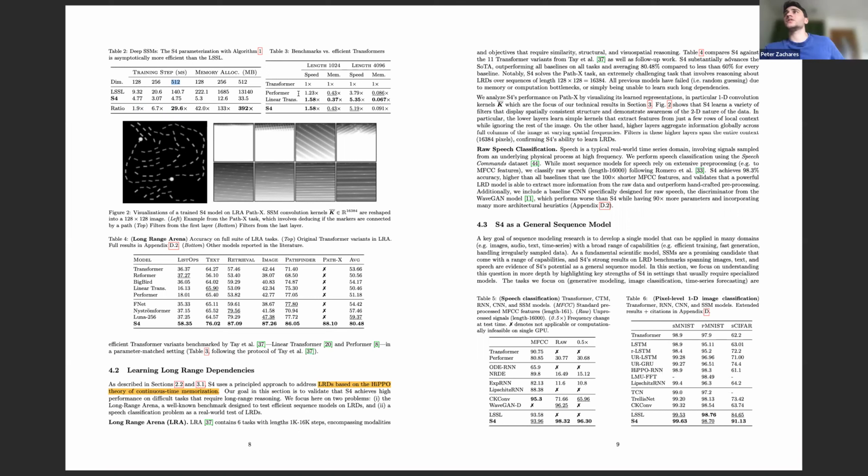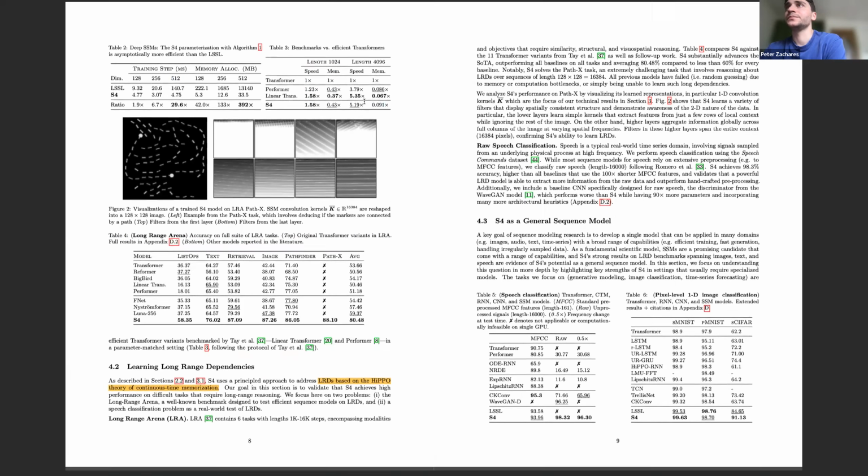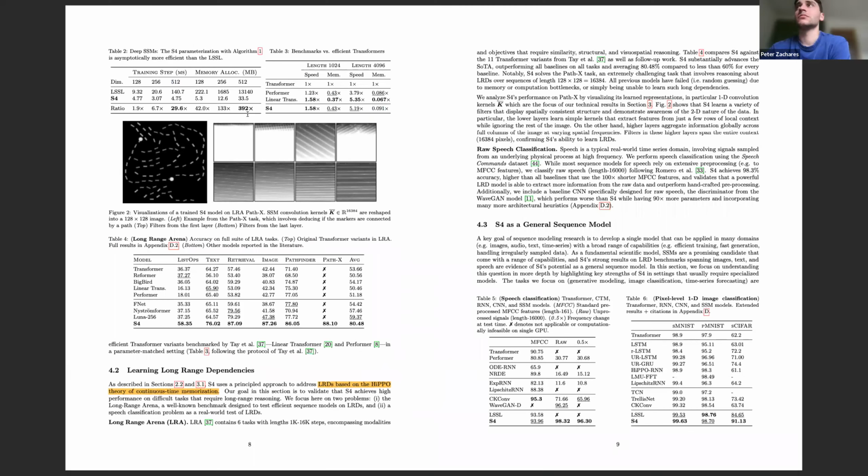But what they also do is they want to show how it does against transformers. So they do the same calculation versus transformers. And they show that they're more memory efficient essentially, but they're actually a little bit slower for calculation. So more memory efficient in comparison with transformers, less time efficient.